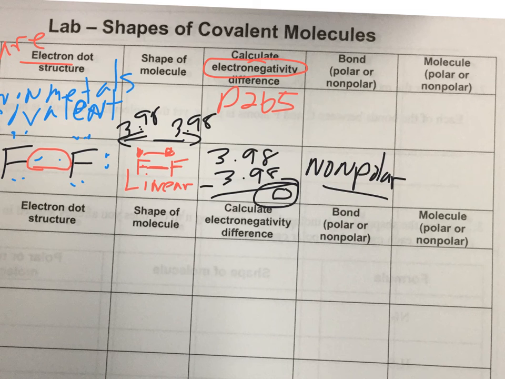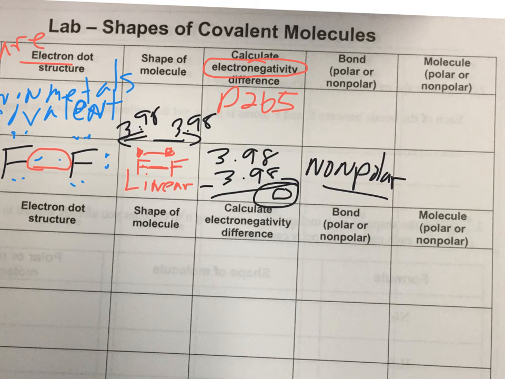Okay? What if I had something else like an oxygen and a hydrogen? Would those be different? Yeah, what's your number for oxygen? 3.44. And then minus that 3.98 is going to give you an actual number, right? So that means one is going to be pulling the other. One's going to have more force than the other. So because it's unequal, that would be polar, okay?